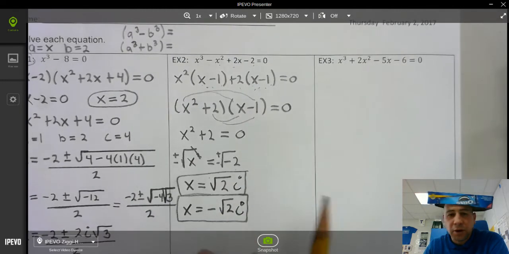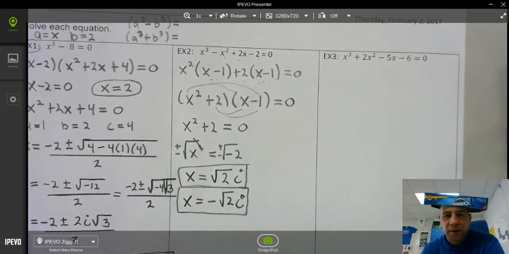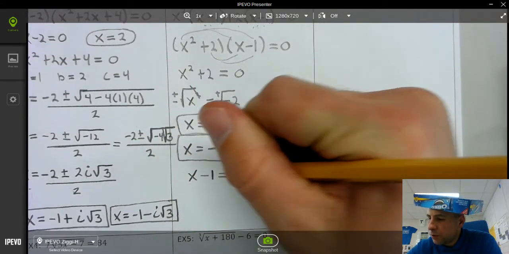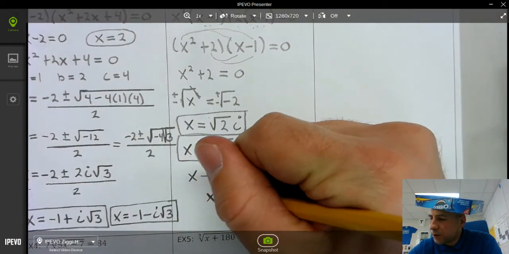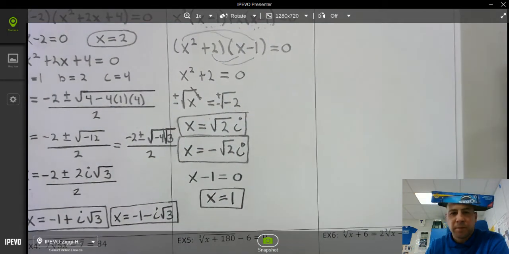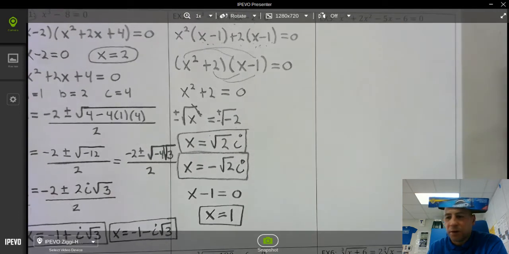But remember, when solving cubics, there's 3 solutions. So now we're going to set x minus 1 equal to 0. Add 1 to both sides. x equals 1. All right, so if you would pause the video and update your example 2 or finish it up.